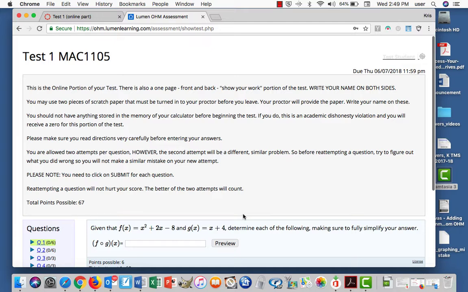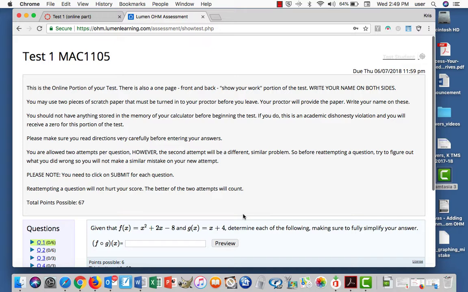You should not have anything stored in the memory of your calculator before beginning the test. If you do, this is an academic dishonesty violation and you will receive a 0 for this portion of the test. Please make sure that you read directions very carefully on every single question before entering answers.